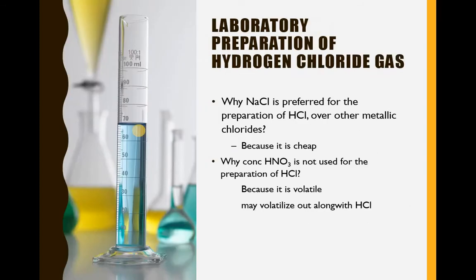Now why NaCl is preferred for the preparation of HCl over other metallic chlorides? The only reason is it is very cheap. Why concentrated nitric acid is not used for the preparation of HCl? Because concentrated nitric acid is very volatile and it may volatilize along with HCl. So you will get a mixture of HCl and HNO3.